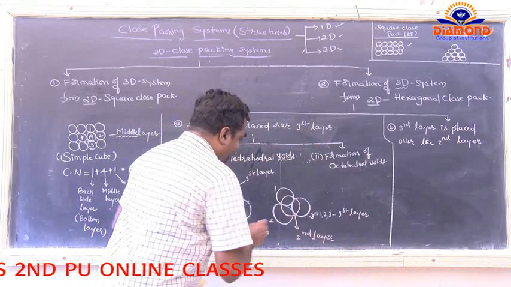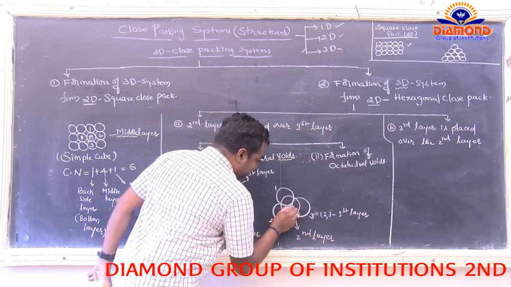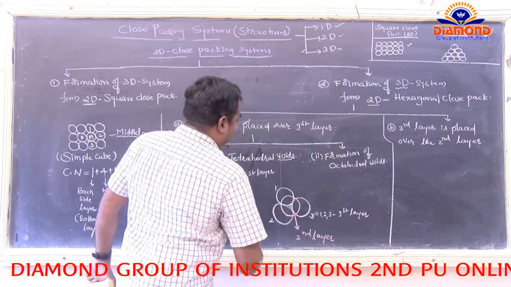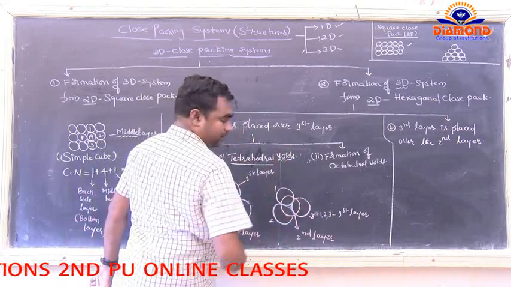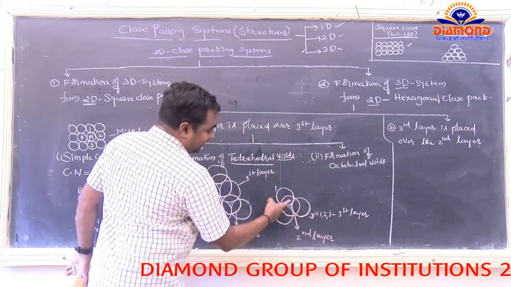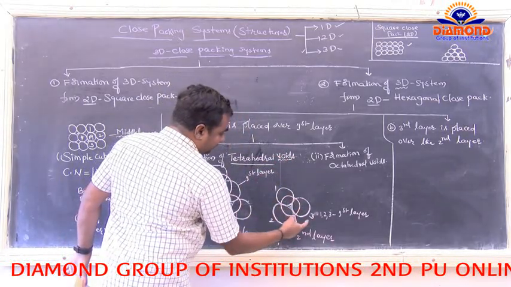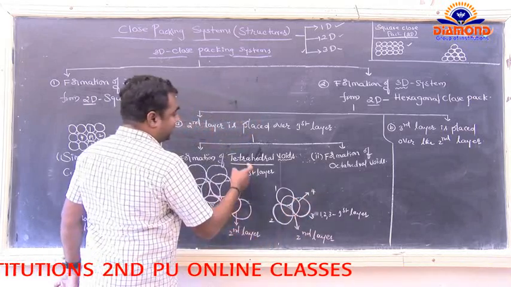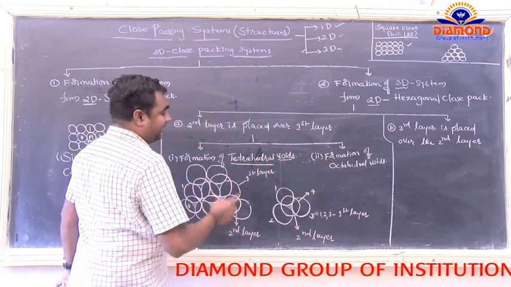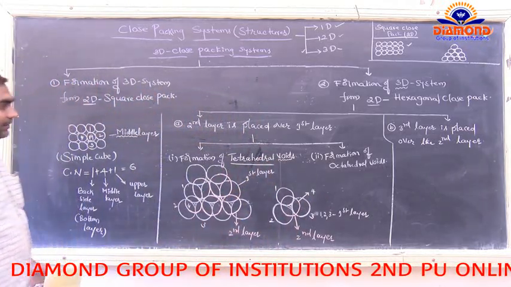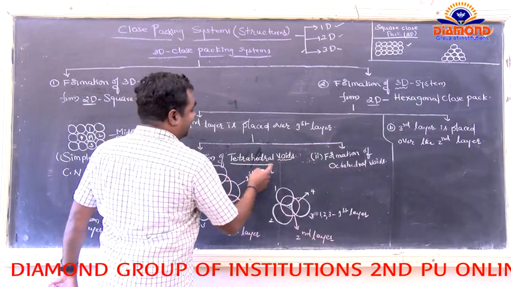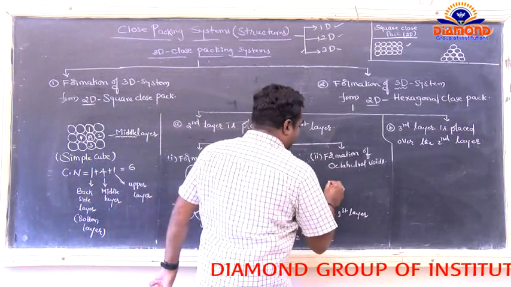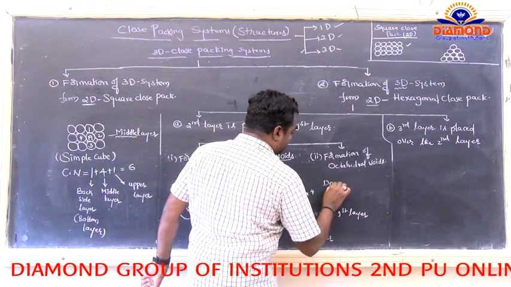Now this void, this empty space covered by these 4 atoms, is called the tetrahedral void. The empty space covered by the 4 atoms, 1, 2, 3 and the 4th one, is known as the tetrahedral void. So now what is the definition here? The tetrahedral void definition. What is the definition of the tetrahedral void?